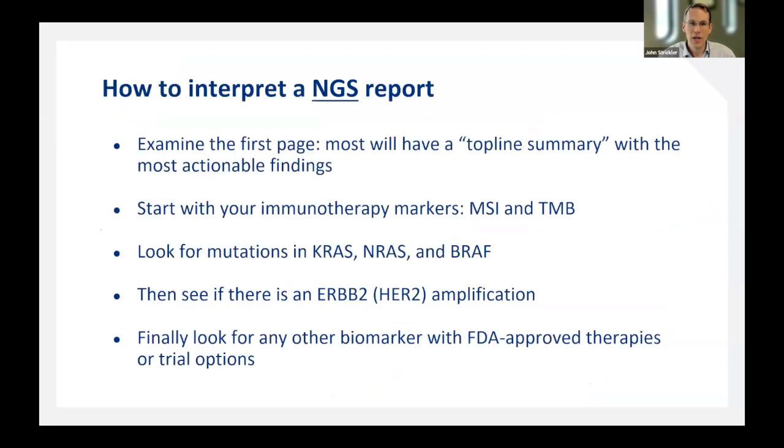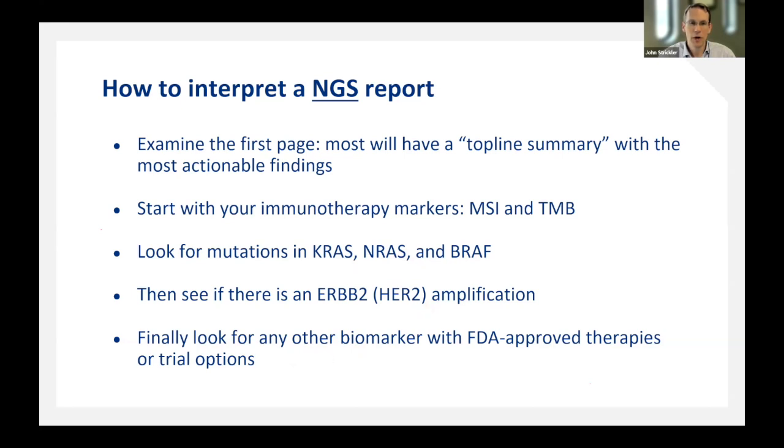What I like to do first, I look at the first page, always the top line summary. I start with the most actionable findings, and that is MSI. You'll see TMB. These are the immunotherapy markers, MSI being the key one. Then I'm always looking for KRAS, NRAS, and BRAF. And then I'm rounding out my big five with ERBB2 or HER2 amplification. I want to see the big five in every patient with a colorectal cancer diagnosis. And then, after I get through these big five, I'm thinking about other FDA-approved therapies or trial options.